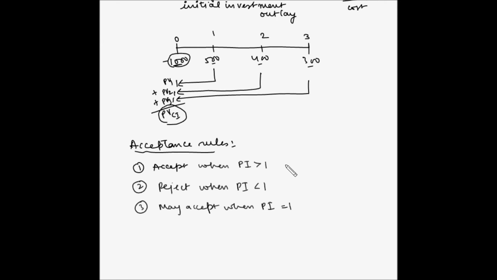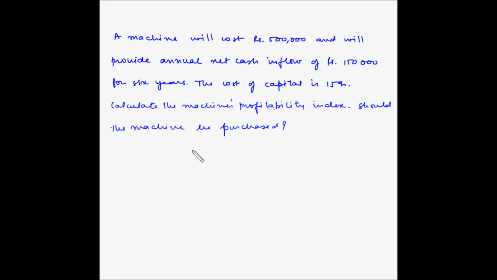Let us consider an example to understand this concept better. A machine will cost rupees 5 lakhs or 500,000 and will provide annual net cash inflow of rupees 1,50,000 or 150,000 for the next 6 years. The cost of capital is 15%. Calculate the machine's profitability index. Should the machine be purchased?